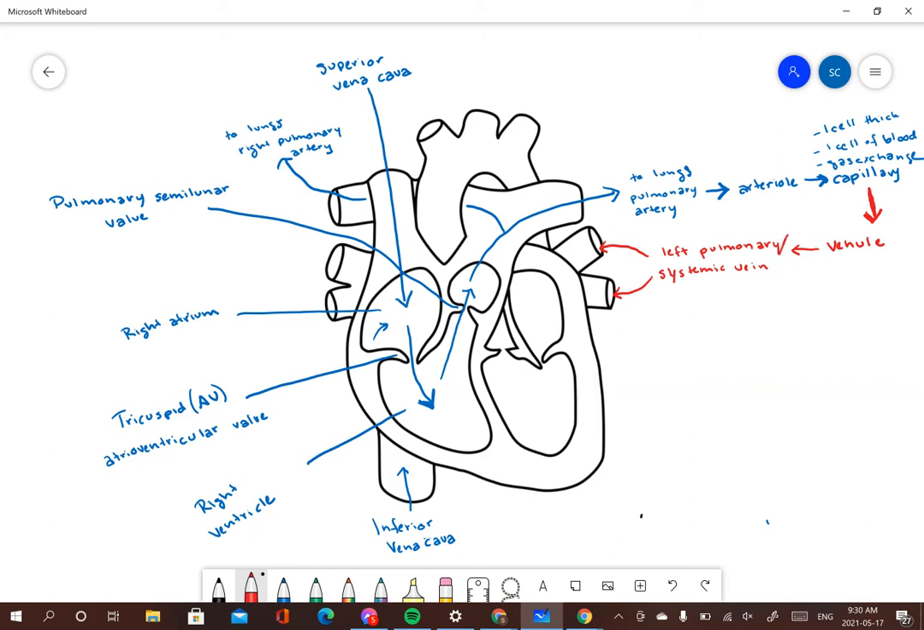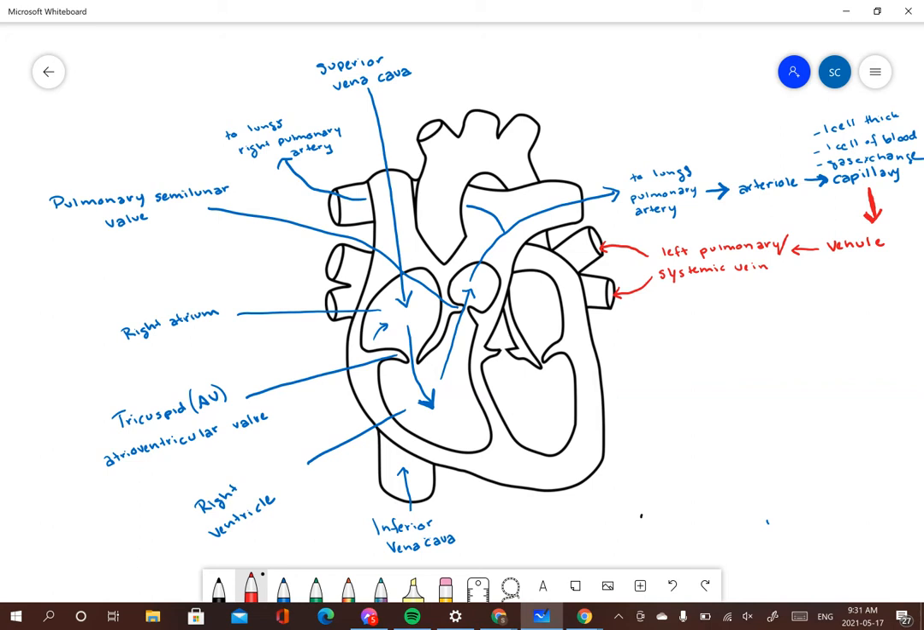So again, I had a few questions about this. Is it the left pulmonary vein or the left systemic vein? So here you can actually use either term because it is coming back from the lung, but it's also oxygenated and it is now going to move into the systemic side. So again, you can use either one because it is coming from the lung side, but it has that oxygenated blood, and so it's moving into the systemic side. So in your labeling, use either one, that's fine.